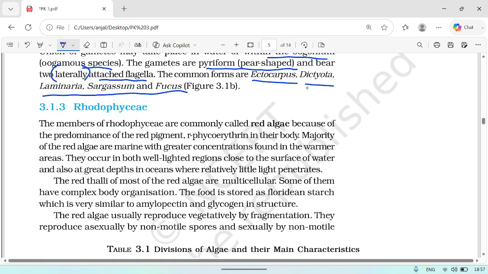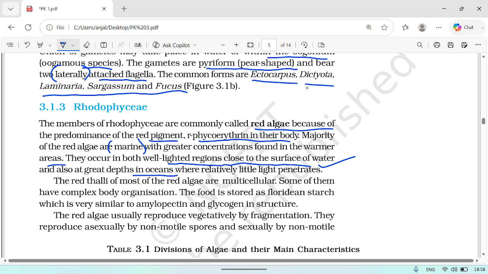Coming to the Rhodophyceae. The members of Rhodophyceae are commonly called red algae because of the predominance of the red pigment, phycoerythrin, in their body. The majority of red algae are marine, with greater concentration found in warmer areas. They occur in both well-lighted regions close to the surface of water and at greater depths in oceans where relatively little light penetrates.